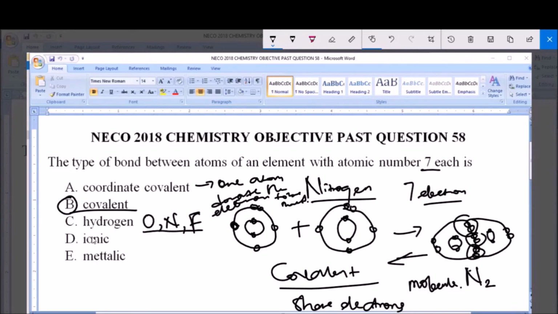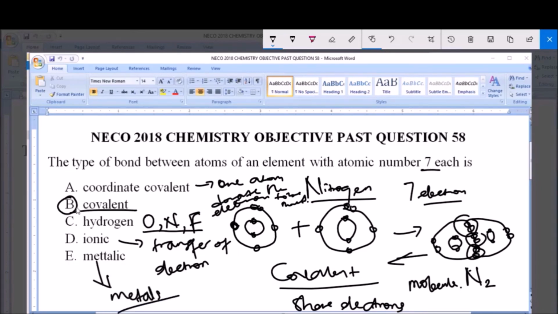Now this here says ionic bond. Ionic bond simply involves the transfer of electrons, usually from a metallic atom to a non-metallic atom. The metallic bond is a type of bond that occurs in metals, that is, the atoms of metals.